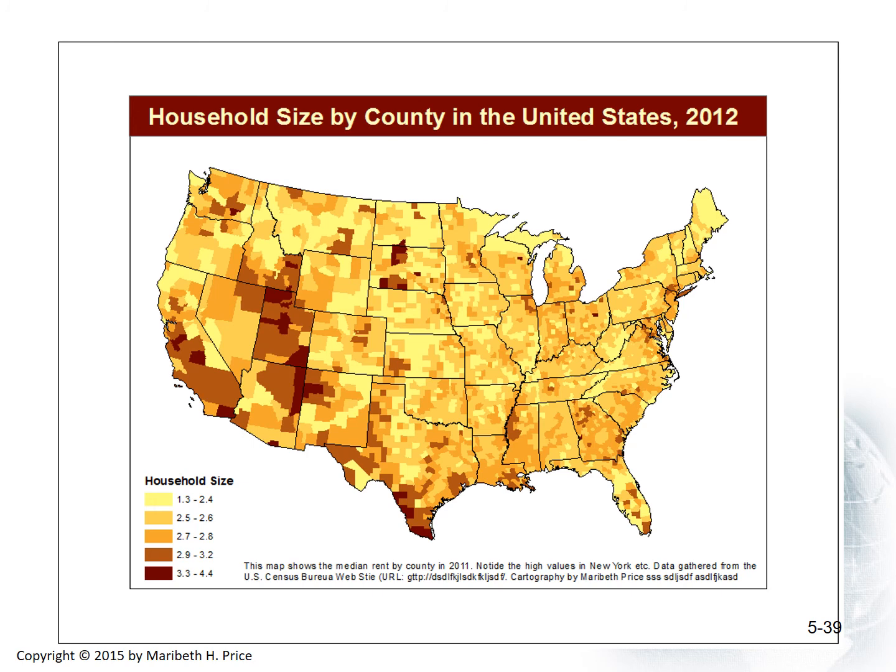We have the household sizes. Our legend is kind of skewy. The text across the bottom is not bad, but we don't have any other real feature information there. But all in all, it's a decent map. It's a lot better than the last one.